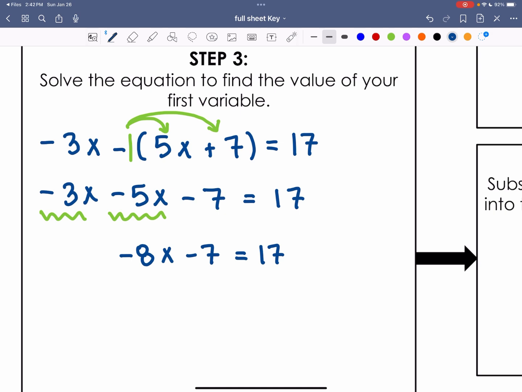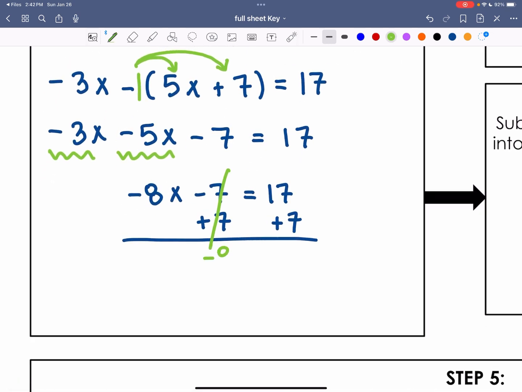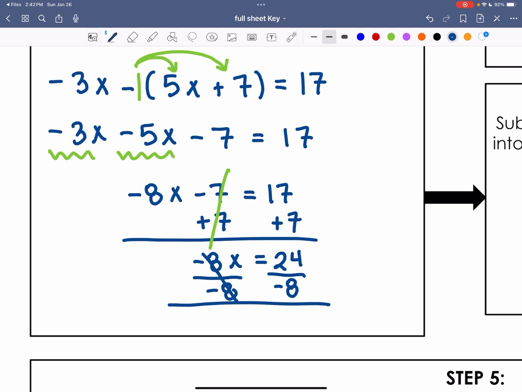And then from here, we'll keep solving like normal. We have a 2-step equation, so we will add 7 to both sides. So this gives us negative 8x equals 24, and then we will divide everything by negative 8, being very, very careful with your signage here. We have a positive 24 divided by a negative 8, so this gives us x equals negative 3.